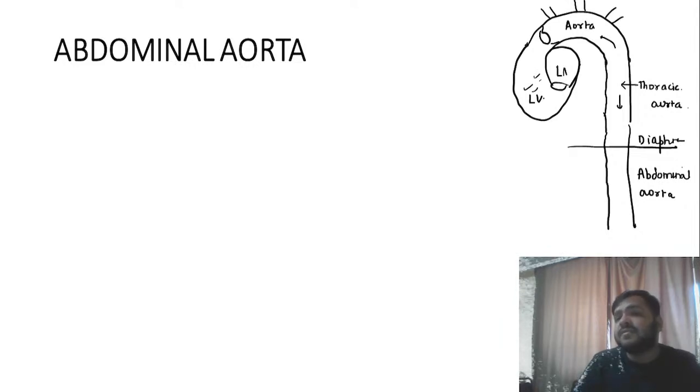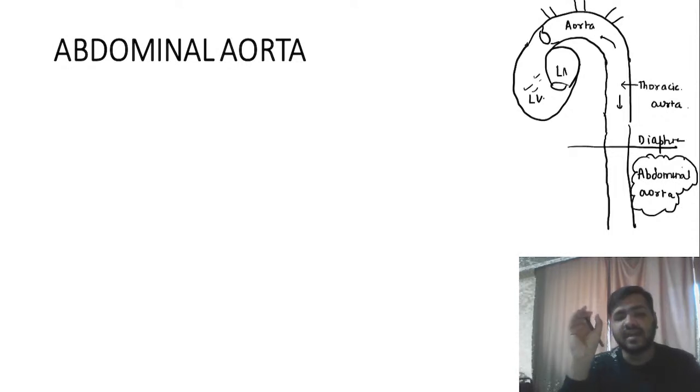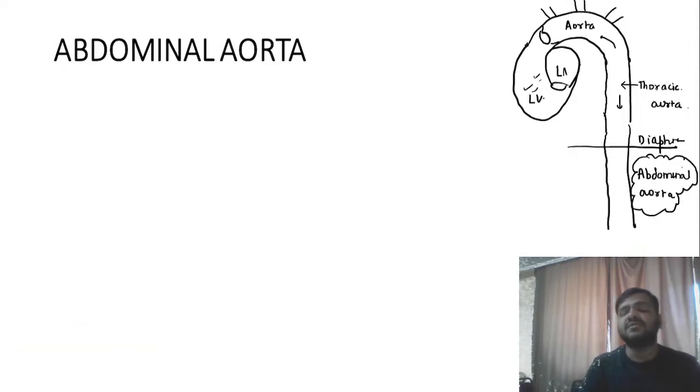Our discussion will be focused on the abdominal aorta right now because it is the main arterial supply of the gut. All the diagrams that I will be drawing with you, I would request each and every one to focus and learn along with me. The abdominal aorta is the main aorta that is supplying the gut.